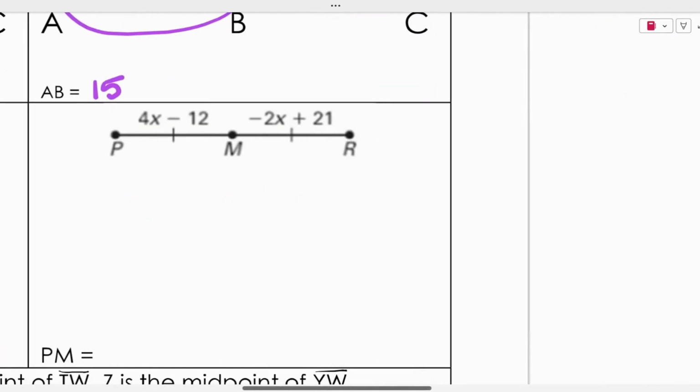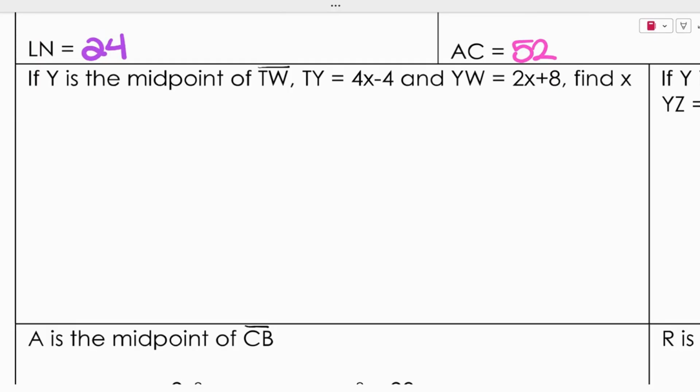For the next question, you can go ahead and pause this and then unpause it when you're ready for the answer. So take a look, there's the work and the answer.